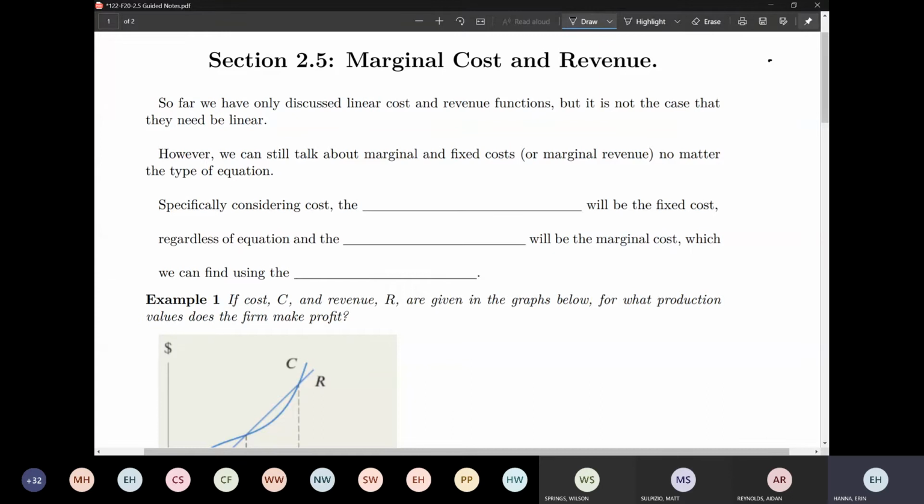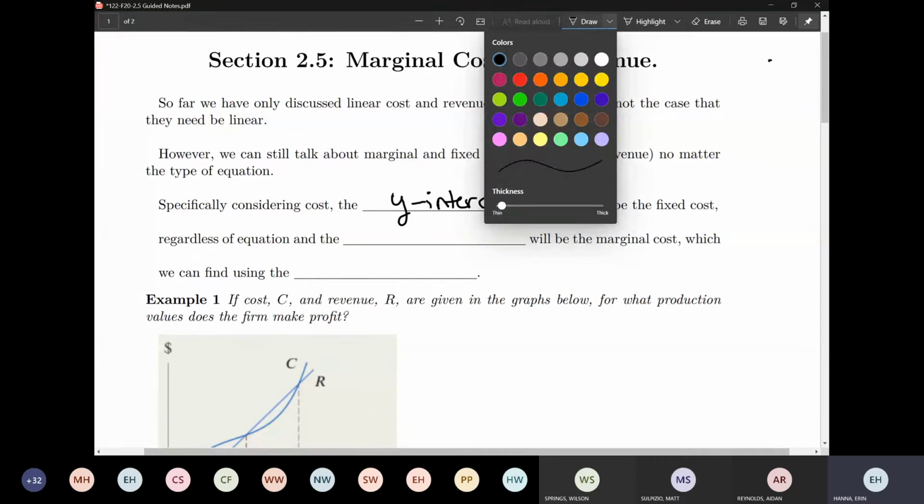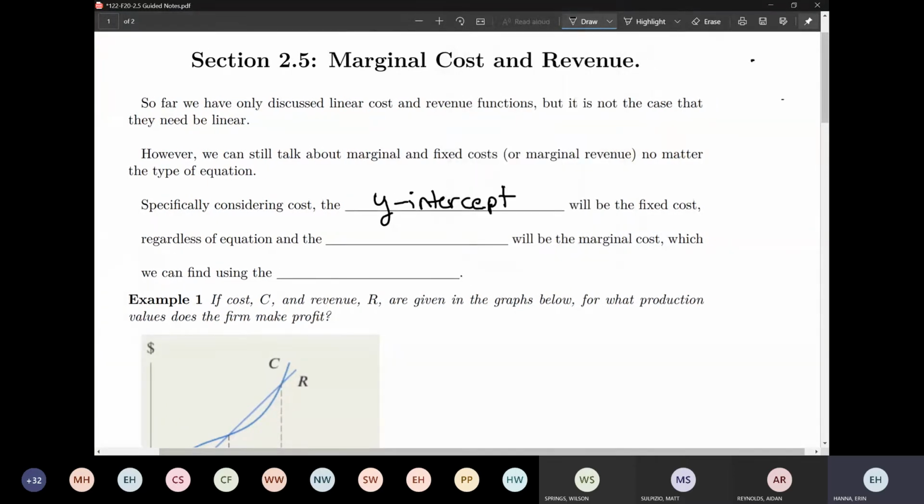So specifically considering cost, the y-intercept, oh, why is that so thick? There we go. So the y-intercept is going to be the fixed cost. Now I'll make a little side note. You usually don't have, and I'm putting that in quotes because you technically have it, we just don't really talk about it: fixed revenue or profit.